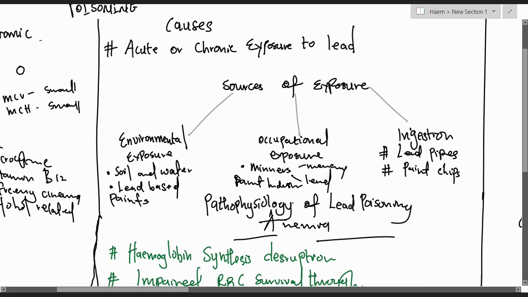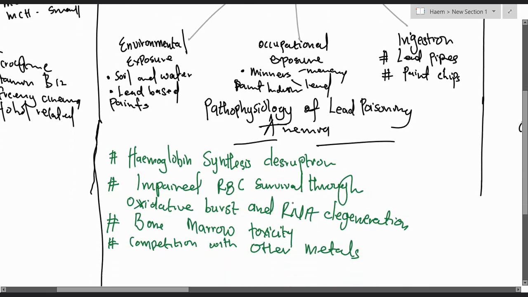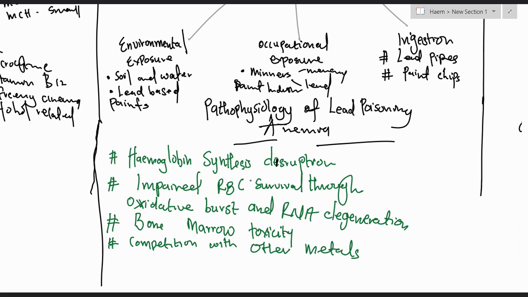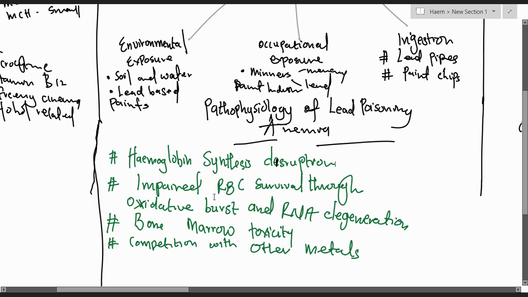So let's talk about how lead poisoning causes anemia. That is the pathophysiology of lead poisoning. First of all, we'll talk about hemoglobin synthesis disruption. Then impaired RBC survival through oxidative burst and RNA degeneration. Then we'll talk about bone marrow toxicity, and competition with other metals. So pretty quick, let's talk about the hemoglobin synthesis disruption.